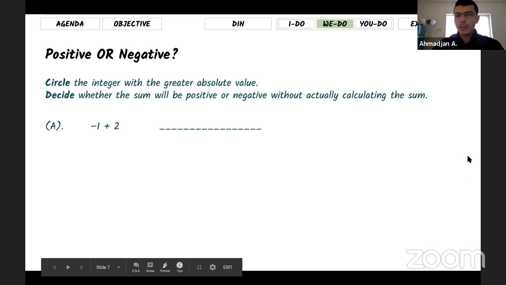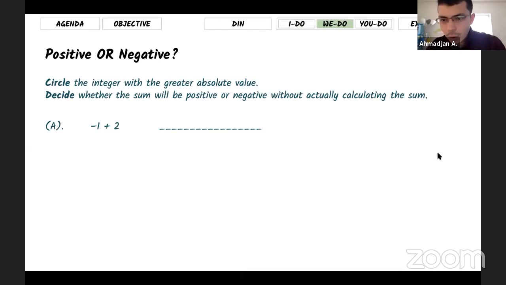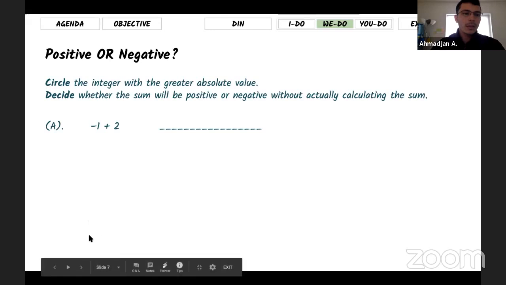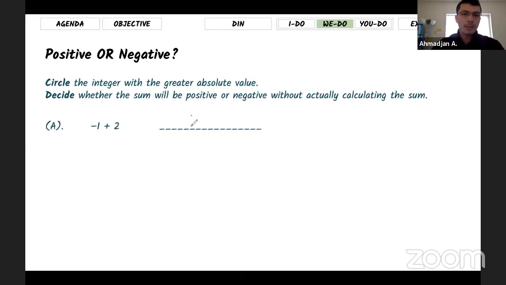Let me open up my chat and see. Yes, it is positive. I have a lot of answers. Awesome. So it's going to be positive, as you said, because my big number is 2 and the sign of that number is positive. Okay, let's do the second one if you're ready.